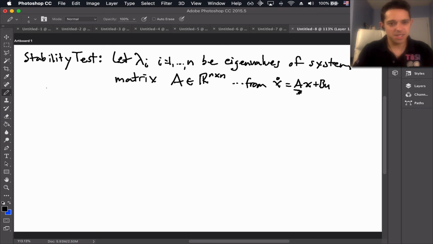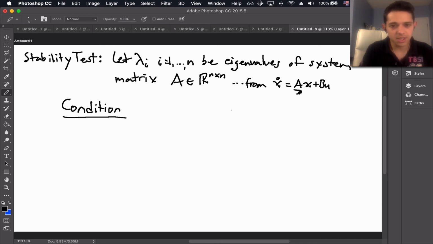It's quite phenomenal that all we have to do is check the eigenvalues of A, and that'll tell us everything we need to know about stability of this linear system. So here's how it works. I'm going to list some conditions, and you check if these conditions are true. And each condition is going to correspond to some conclusion.